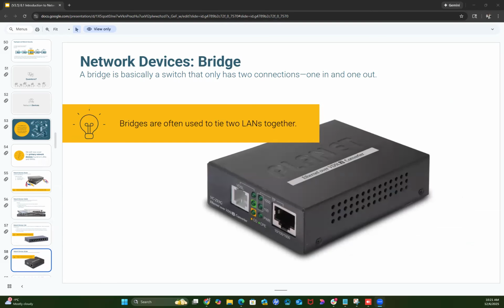The bridge is basically a switch that only has two connections, one in and one out. This is called a bridge. Suppose optical fiber to LAN, this is the bridge, and Ethernet or coaxial to LAN. This is the bridge. So a bridge can often be used to connect two LANs together.